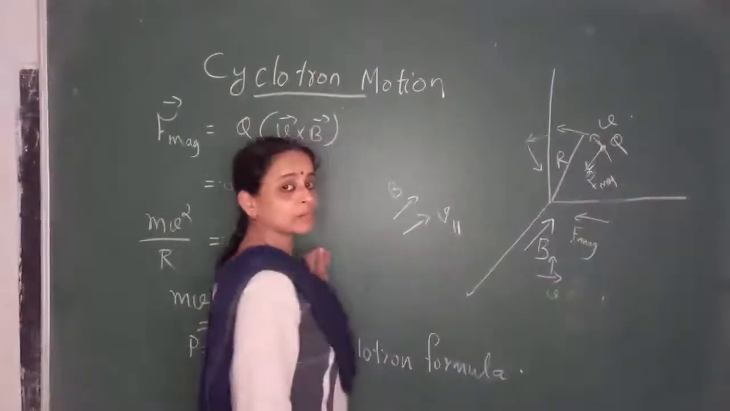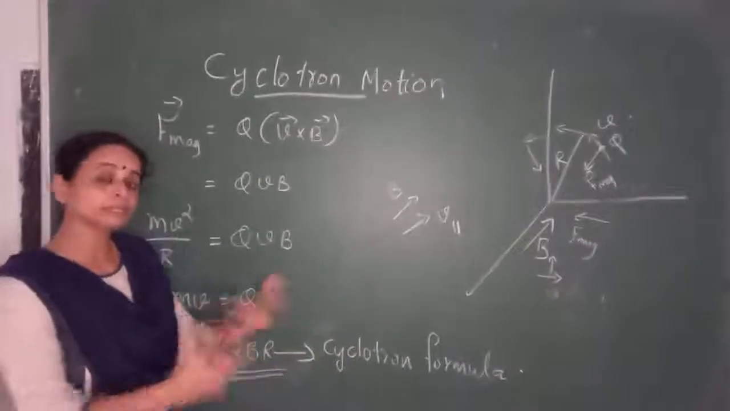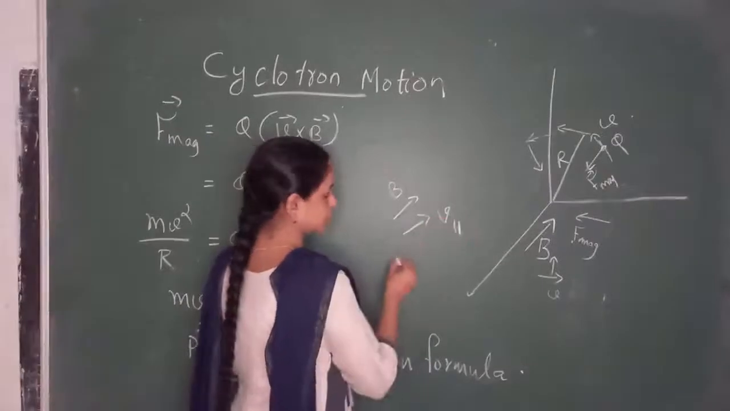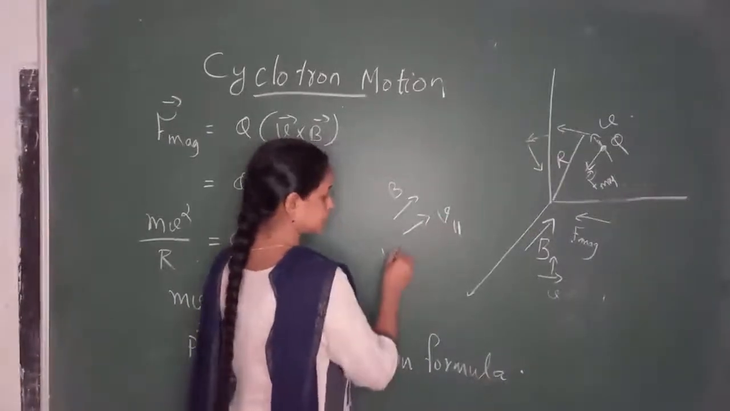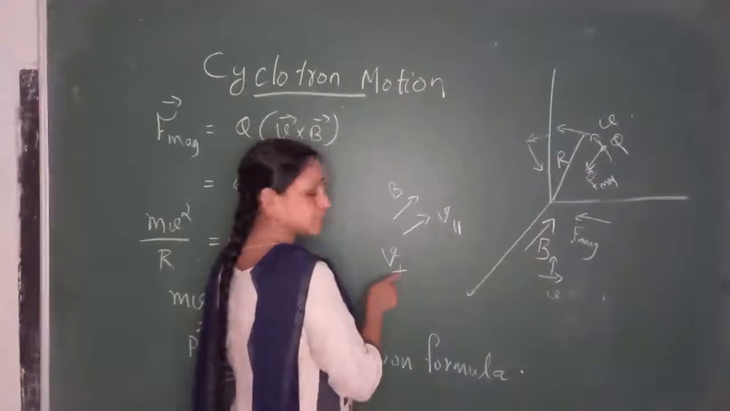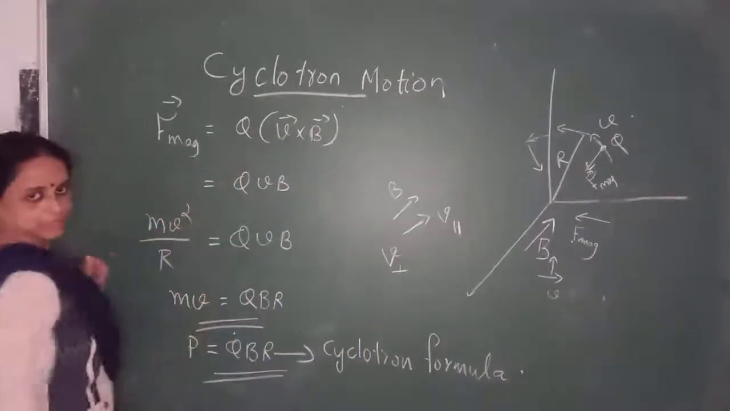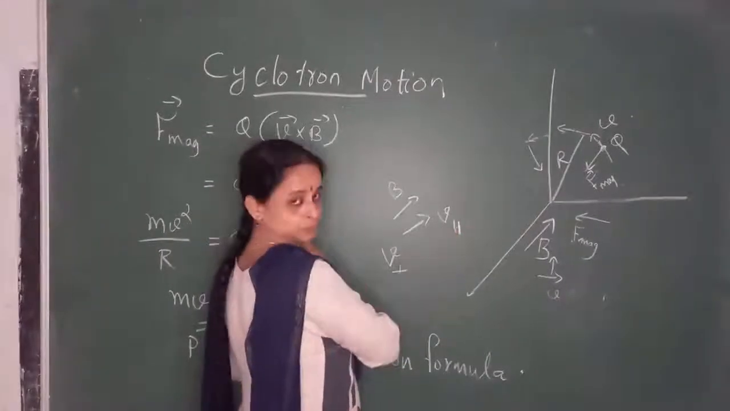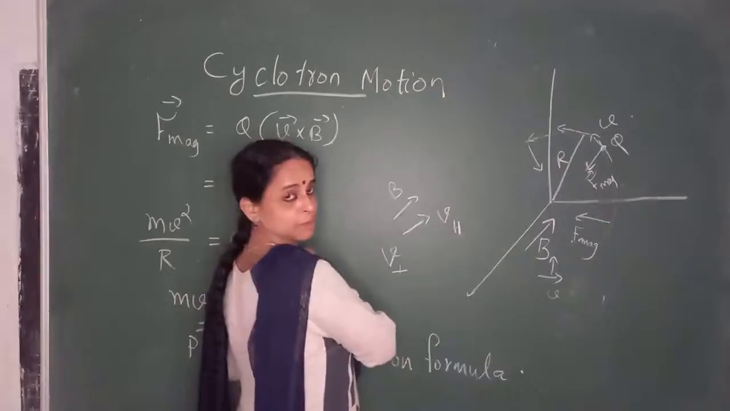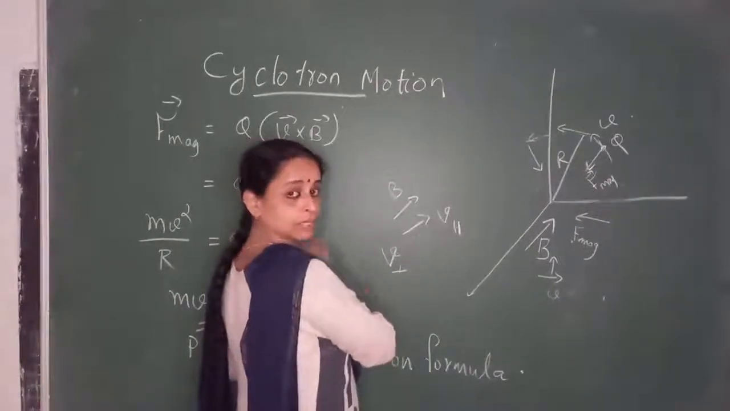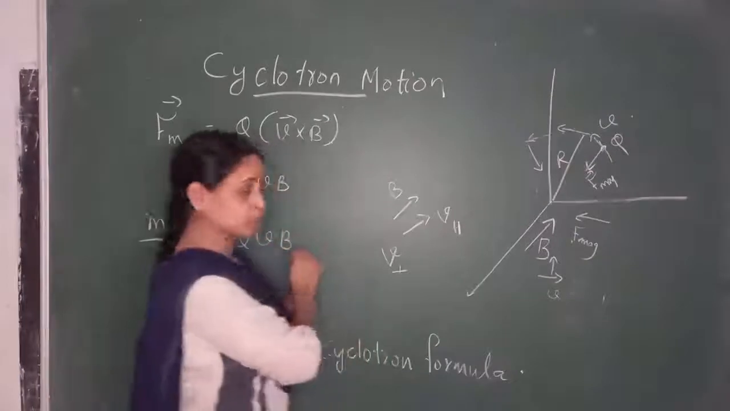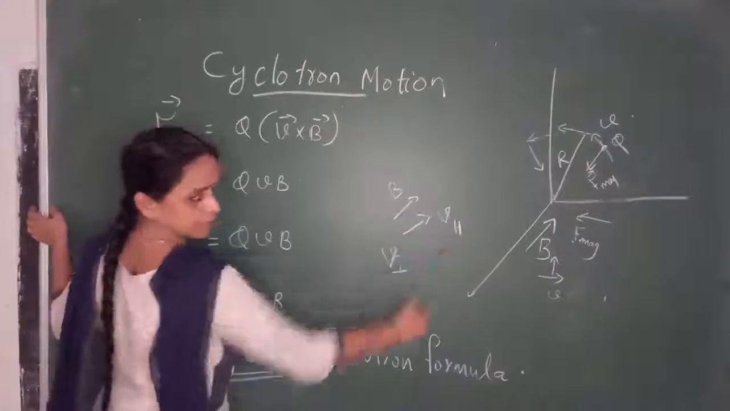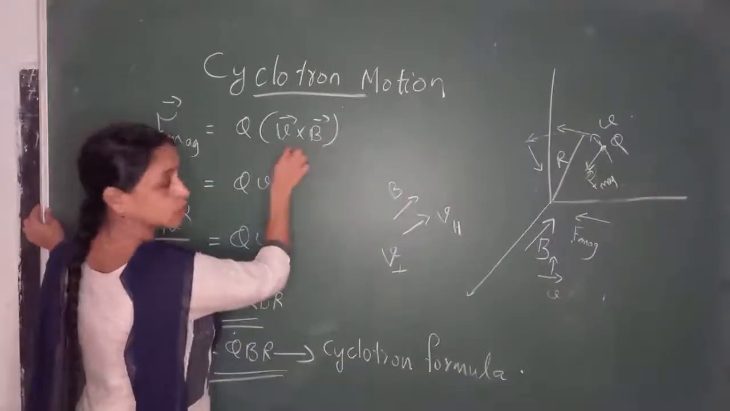So what will be the motion of the particle? How will be the motion of the particle? We have the motion here which is perpendicular to B. The velocity which is perpendicular to B is responsible for this magnetic force. So if there is an additional velocity which is parallel to B, then in what way will the charged particle q move?